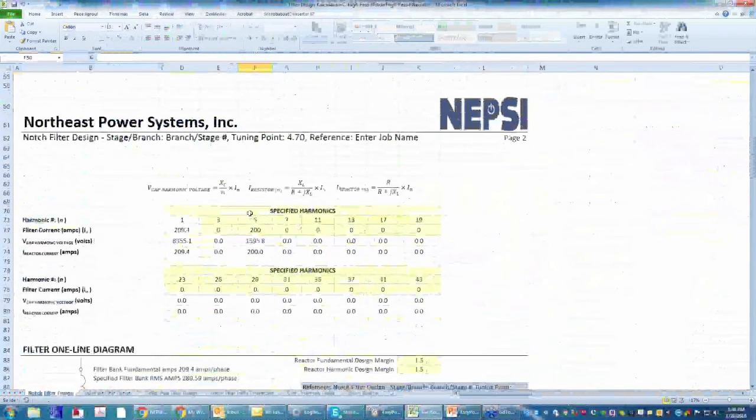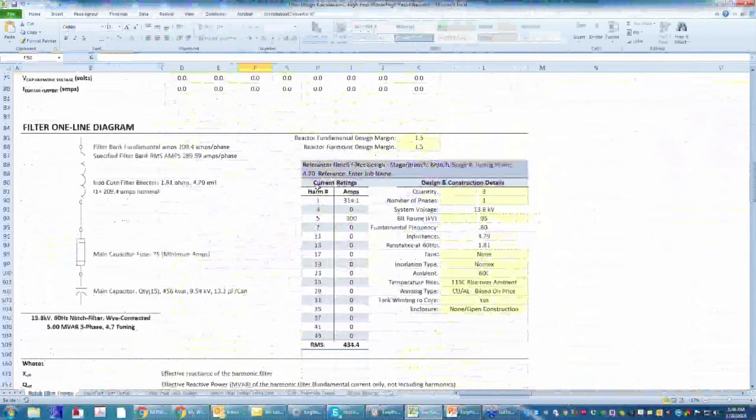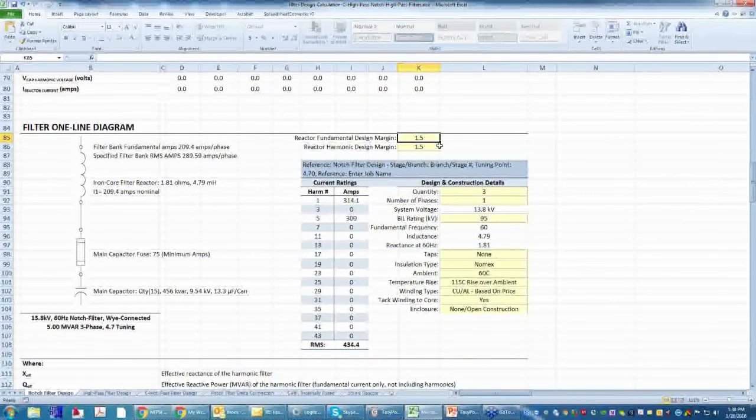So the other parameter that needs to be specified is the harmonic filter reactor. In this spreadsheet, we actually tally up the harmonic currents. We provide a design margin on the reactors. Typically we would provide a 50% design margin on the fundamental current rating of the filter bank, of what that reactor is expected to see.